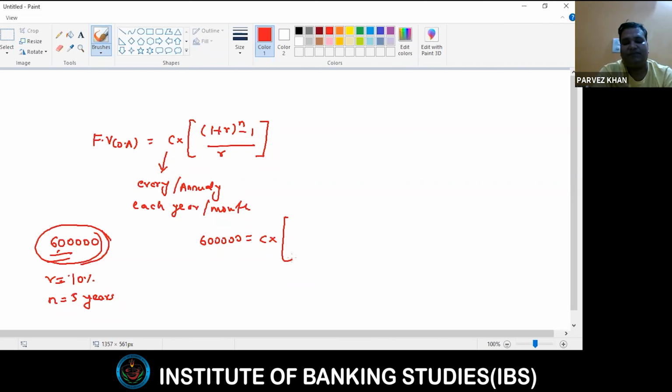So C I'm asking you to calculate, how much you should save every year so that after 5 years you will have 6 lakhs of rupees. We'll just put it in the formula. We'll calculate 1.1 to the power 5: 1.1 into 1.1, and power 5 means you have to go up to 6.